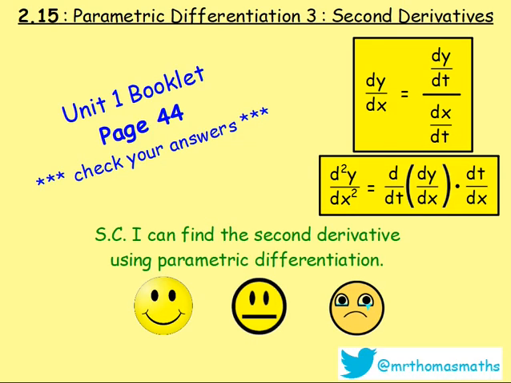Try these questions. You are using parametric differentiation to work out the second derivative. Remember the way you do it: you work out the second derivative by differentiating dy by dx with respect to t, but then multiply by dt by dx. You have to apply the chain rule there. Give these questions a shot.